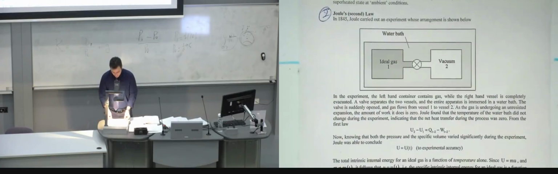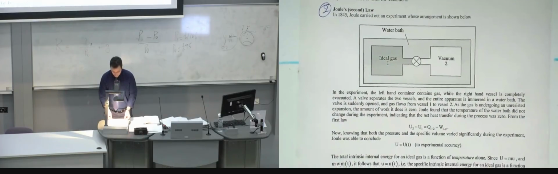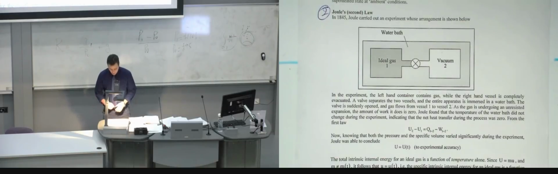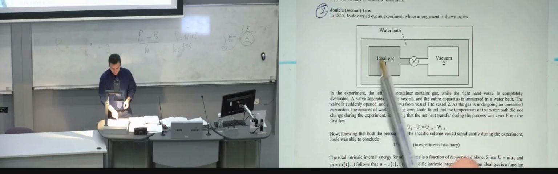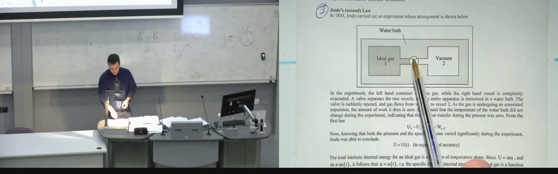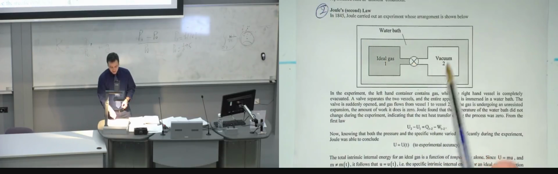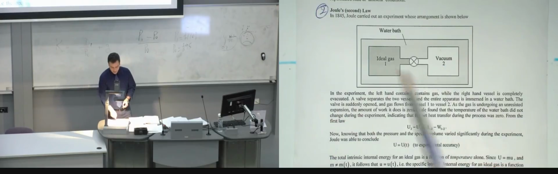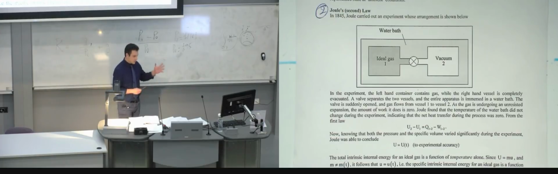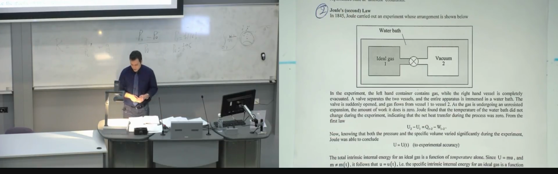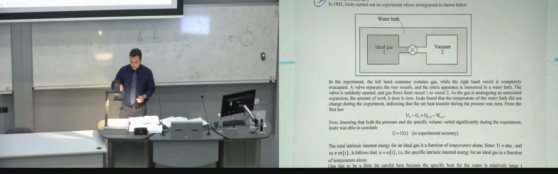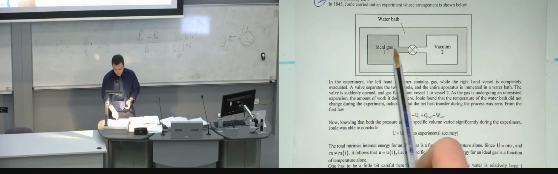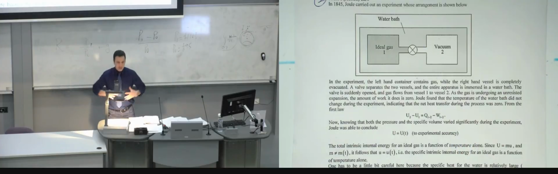In Joule's experiment, which is slightly more interesting, he had 2 containers. One of them was filled with an ideal gas, with the valve closed, and he had vacuum in the second container. He put the apparatus inside a water bath, and then he would monitor the temperature in this water bath. He then suddenly opened this valve and allowed the gas to go from one container to the other one and essentially expand.